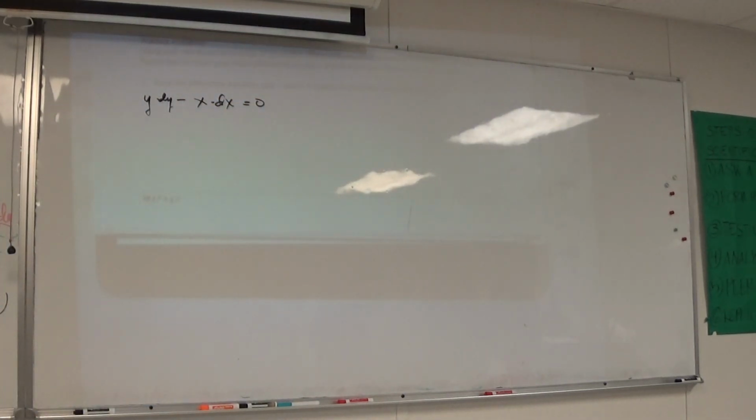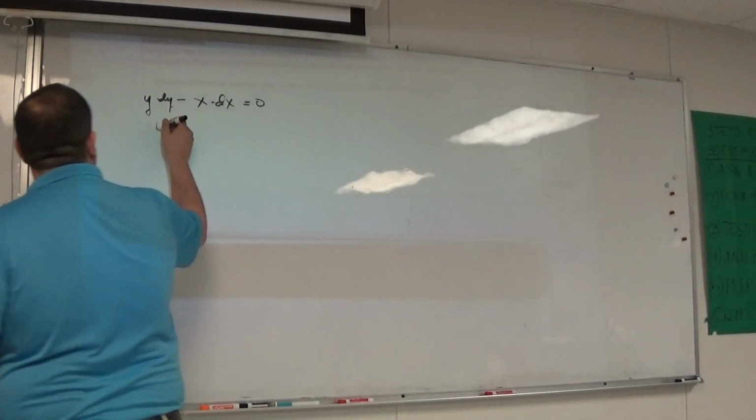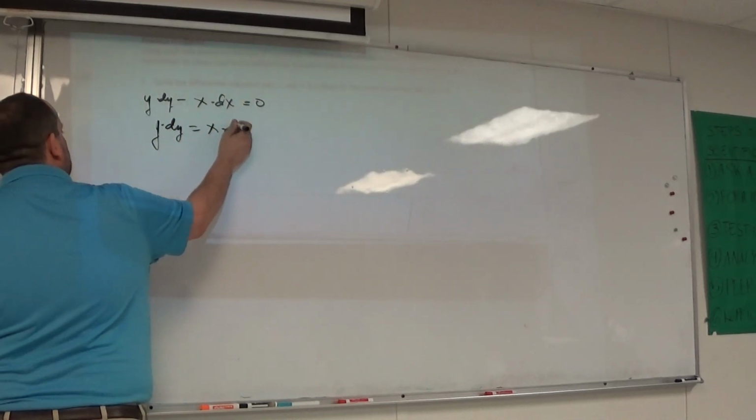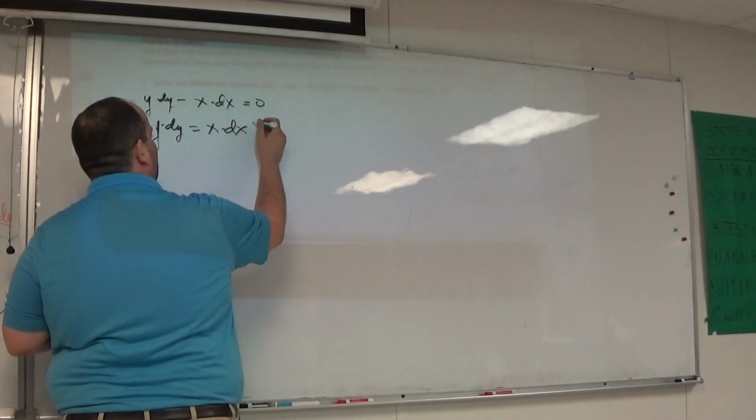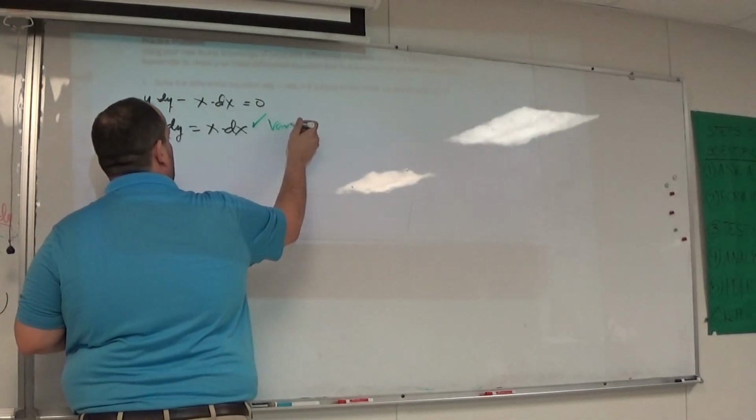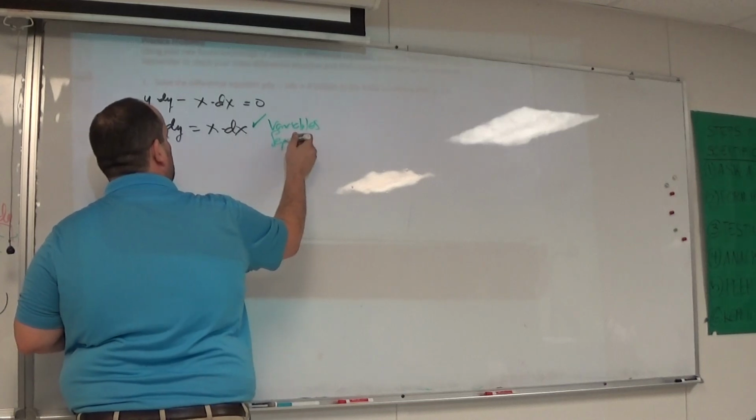Okay, I'm seeing a lot of good progress. First you have to see, is it actually separable? And most people successfully made it to y times dy equals x times dx. Everything in terms of x on one side with the dx, everything in terms of y and the dy on the other side. Congratulations, all the AP calculus teachers say award a point. Variables separated.